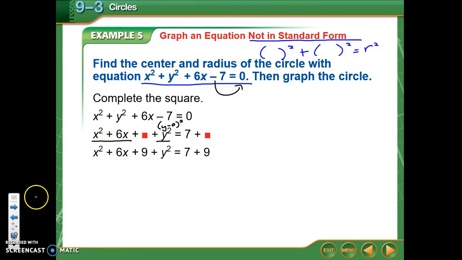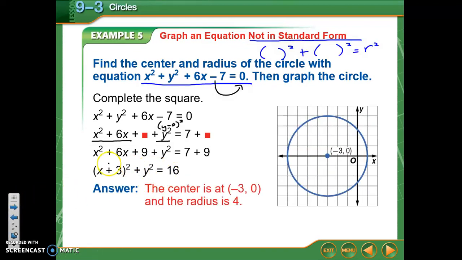So I need to turn that into a perfect square binomial. Half of 6 is 3. 3 squared is 9. So I need to add that to both sides. Why did I do that? Because x squared plus 6x plus 9 is x plus 3 quantity squared. Again, my y in this case I didn't have to worry about. It's just y squared already, equals 16. So this is now the standard form of my circle. My center is at negative 3, 0, and the radius is 4. And again, you would make a table of values to graph that.